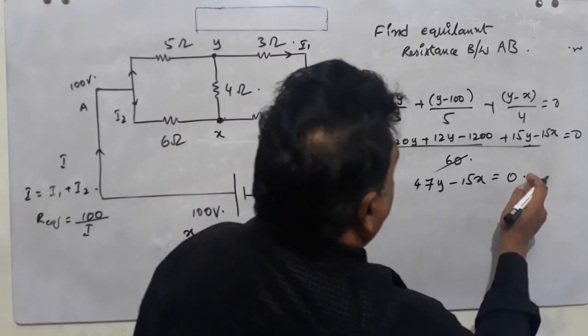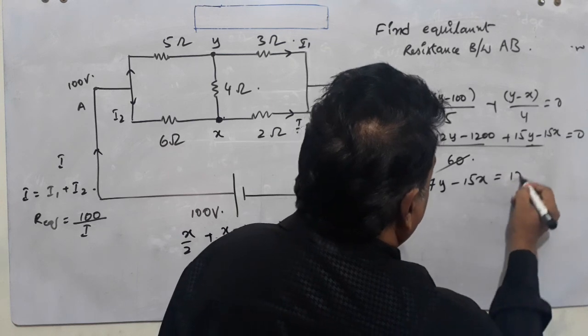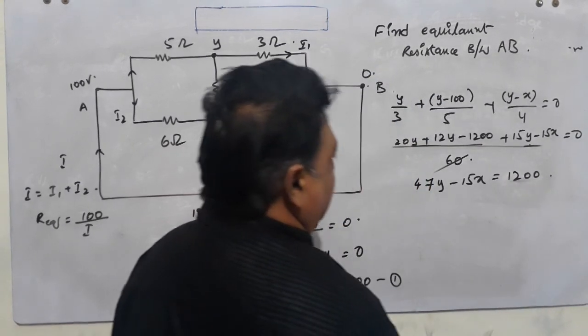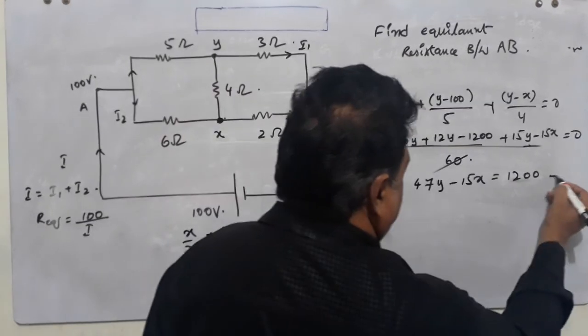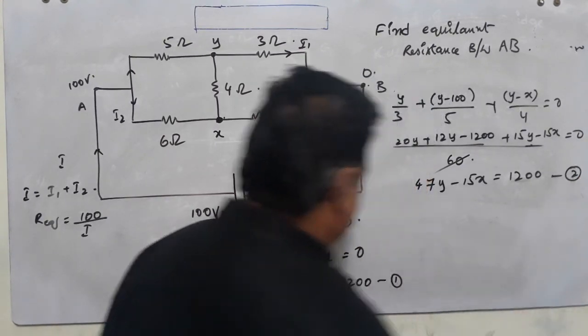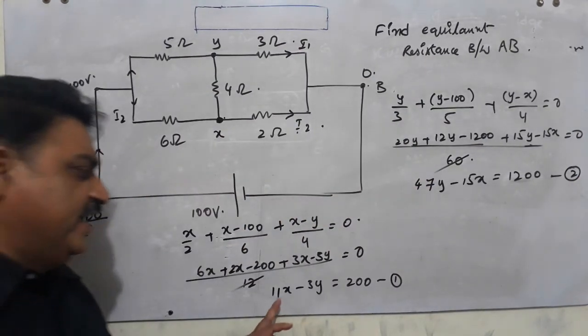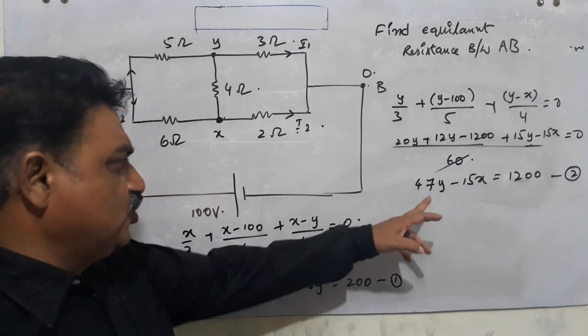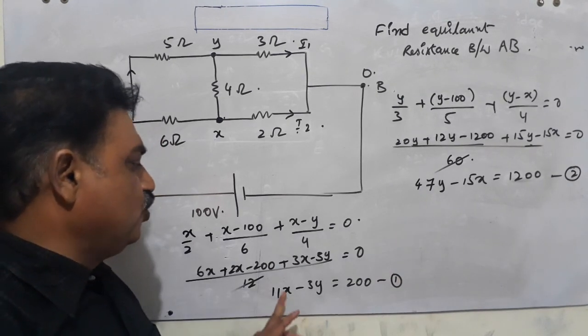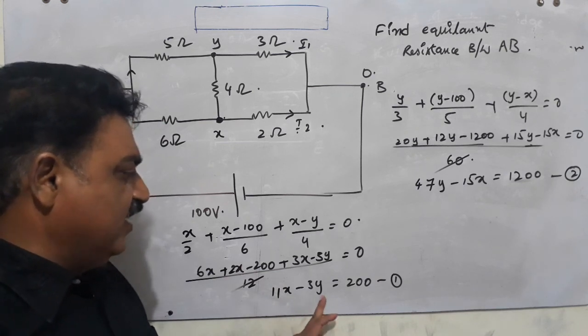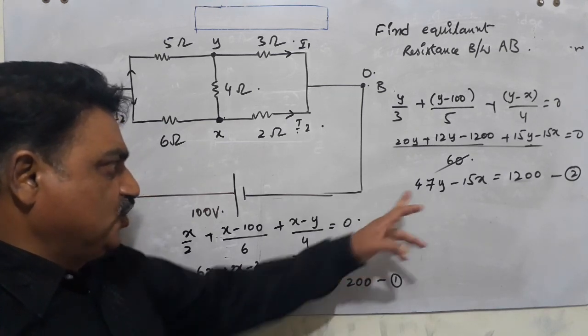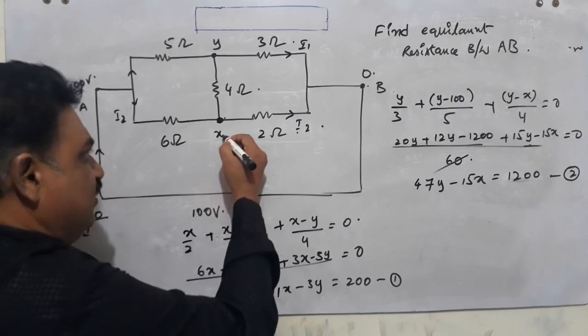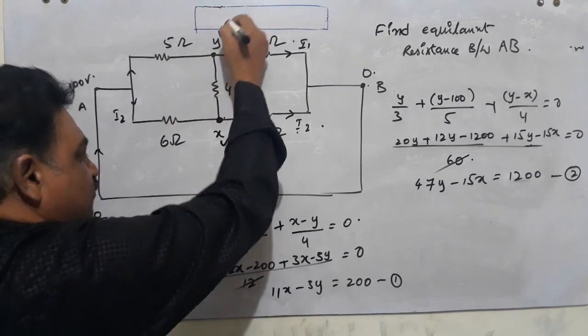And this is 1200. In this situation, you can take this one as equation 2. See here we are getting two equations. Both these two equations are with the two variables x and y. By solving these two equations, you will get the value of x as well as y.